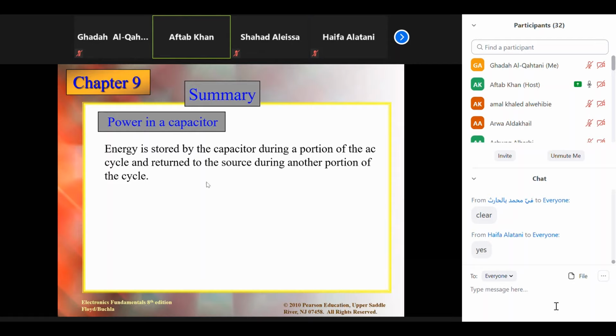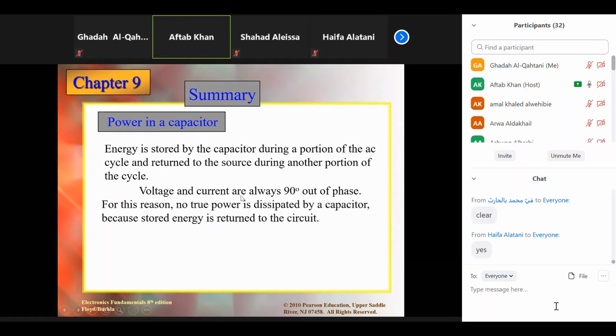Voltage and current are always 90 degrees out of phase. For this reason, there is no true power. This is important. No true power is dissipated by a capacitor, because in a half cycle it is storing energy, and in another half cycle it is returning the energy, so it's not consuming power. That's why we say no true power is dissipated by a capacitor, because stored energy is returned to the circuit. You know that one, right? So that's why no true power.